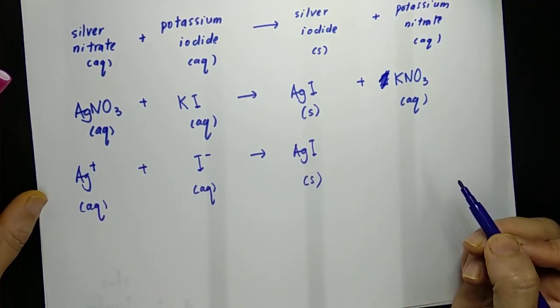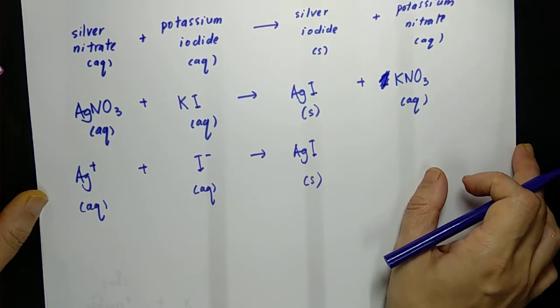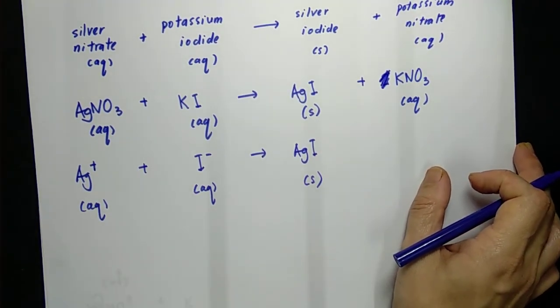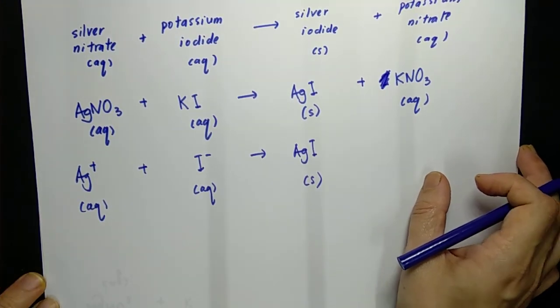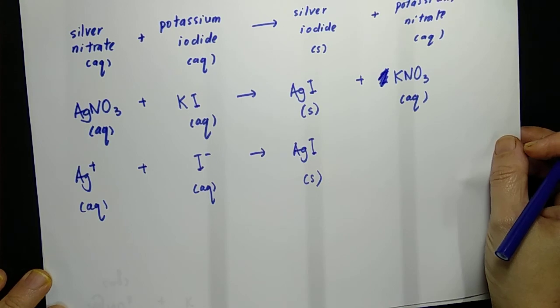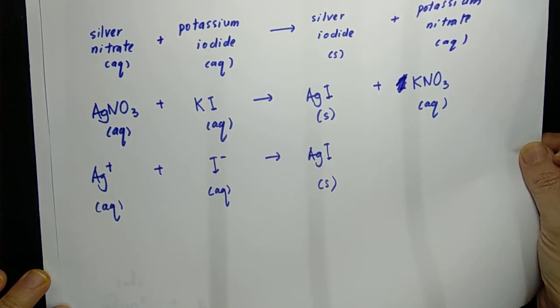So basically in the ionic equation, you write the one that changes state, or the one that changes from an ion to a molecule or from a molecule to an ion. I'll be showing you more examples as time goes by.